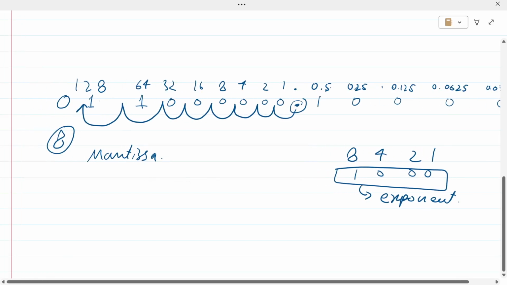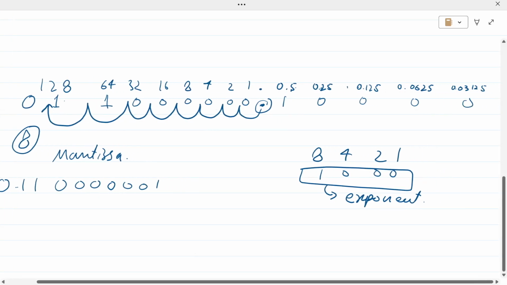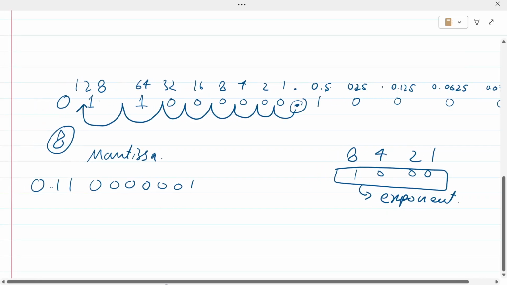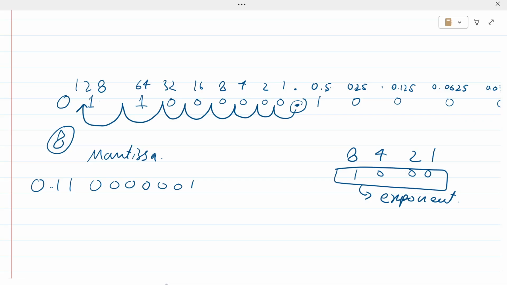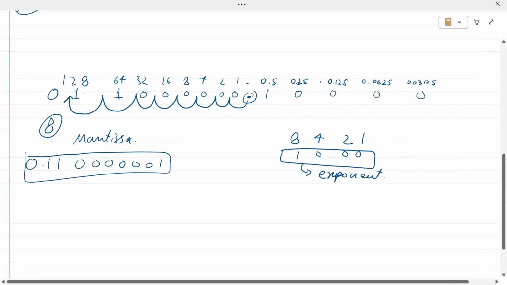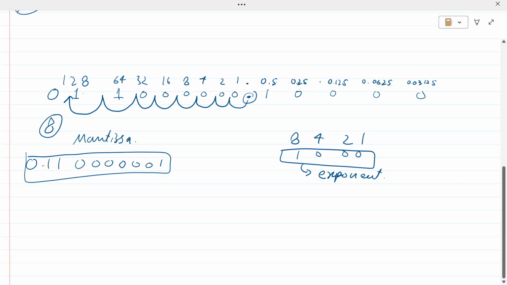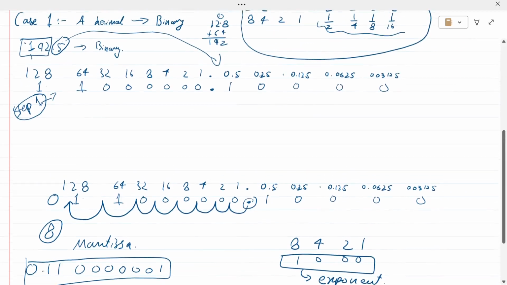I'm sorry. And that would be 0, 1, 1, 0, 0, 0, 0, 0, 0, 1. Right? Look, 1, 2, 3, 4, 5, 6. And we have got ourselves the mantissa. So, there, I hope it all makes sense.